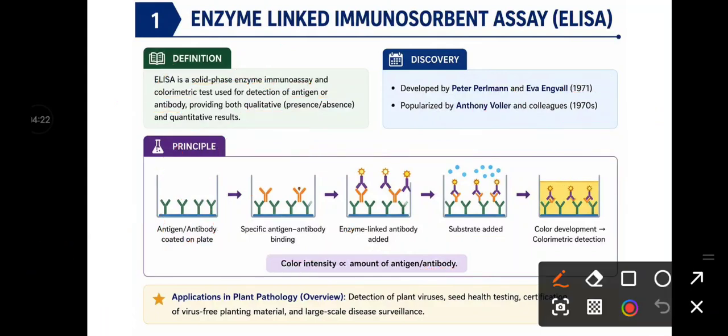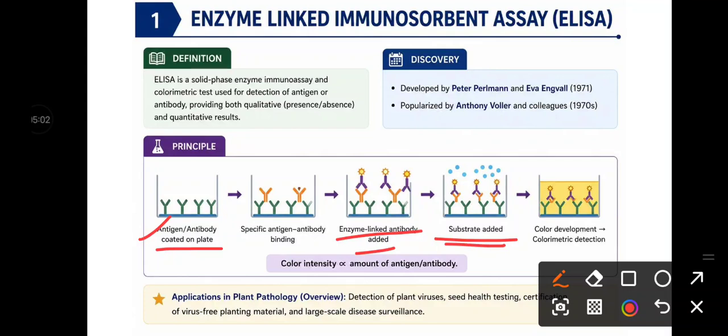Next, about the principle of ELISA. First, in the microtiter plate well, the antigen or the antibody will be coated. Then the antigen and antibody will bind specifically, and one antibody will be enzyme linked. Any enzyme, alkaline phosphatase or horseradish peroxidase, any enzyme will be linked, and then further the substrate will be added.